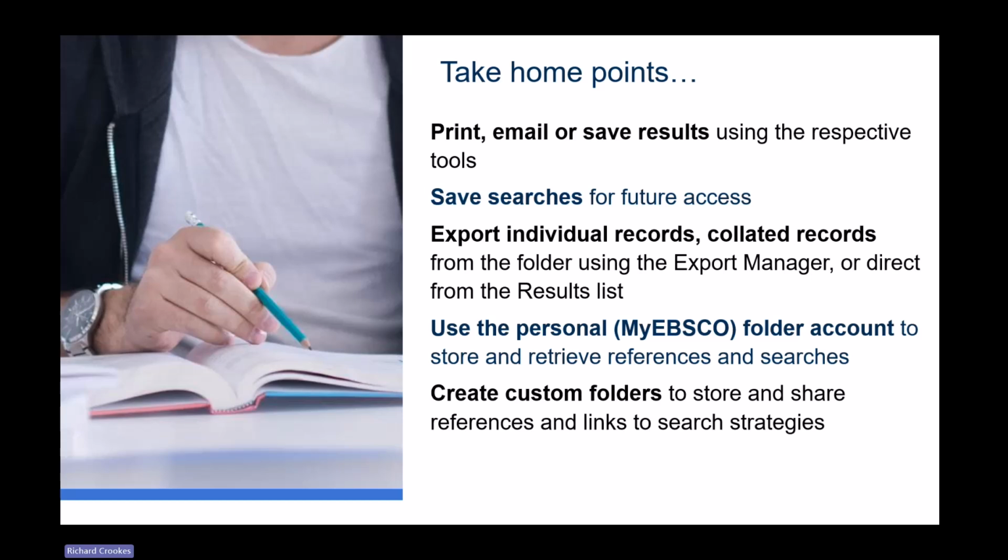So the first thing, of course, is you have the option to print, email, save results using the respective tools. You see that for individual records as well as a selection of records as well. You can save searches for future access. You can rerun the saved search directly from the EBSCO folder, etc. That doesn't require you to be signed in. You can export individual records or collated records, for example, in RIS or RIS formats. That's from the folder using Export Manager or directly from the result list, as we saw earlier.